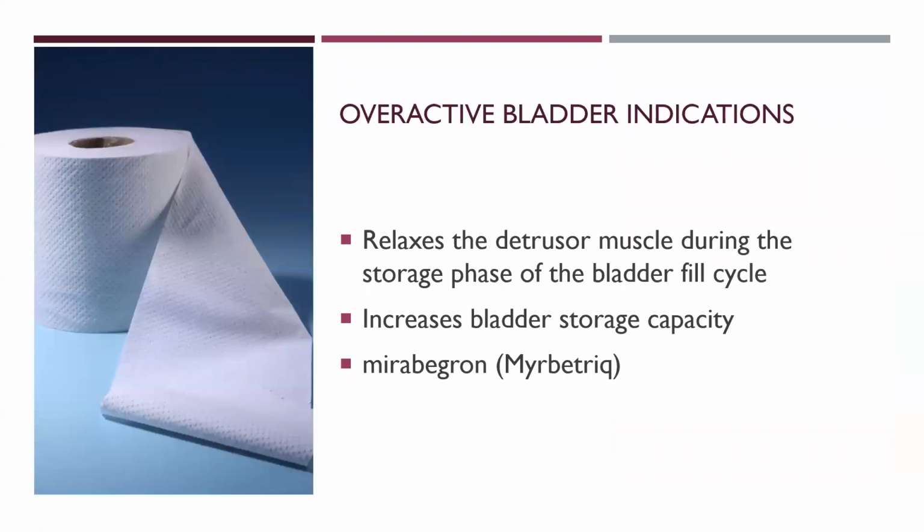So our overactive bladder indications: relaxation of the detrusor muscle during the storage phase of the bladder fill cycle, and that can increase our storage capacity. And one of the drugs is mirabegron.